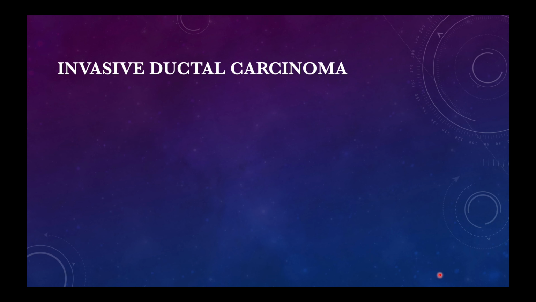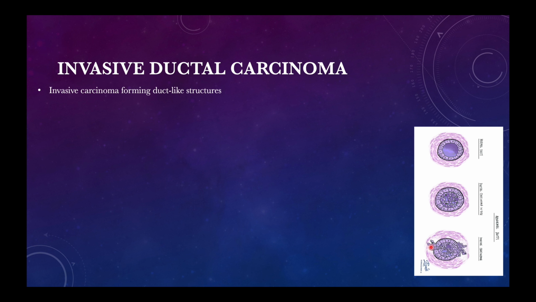And now we're going to talk specifically about invasive carcinoma, ductal type, which is basically invasive carcinoma that arises in the ducts and forms duct-like structures and invades the basement membrane. So here we have the normal duct. Here we have DCIS, where we have atypical proliferation of the cells within the duct, but it's maintained within the duct. It hasn't crossed the basement membrane here.